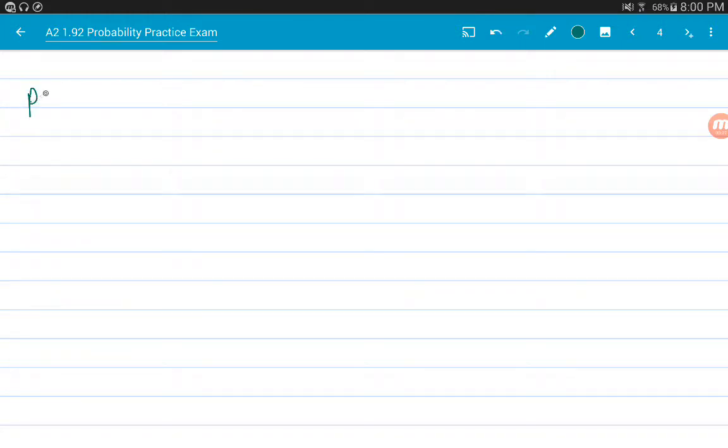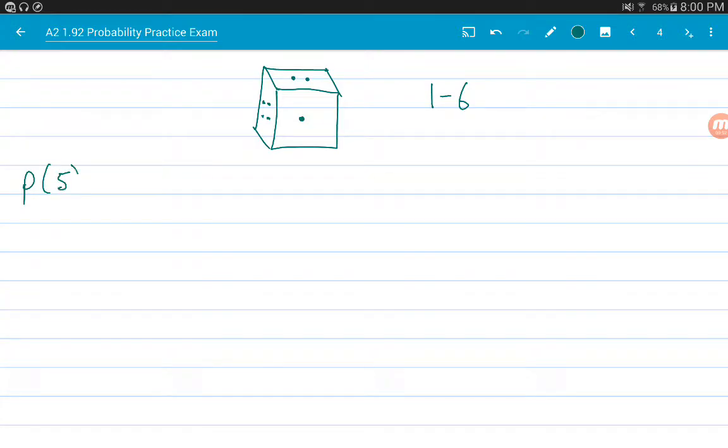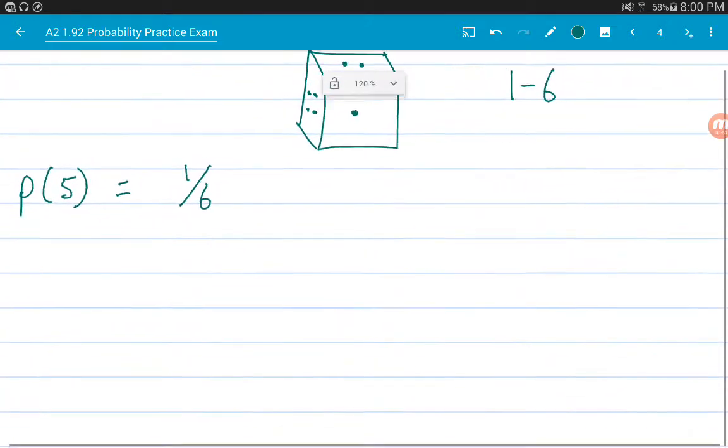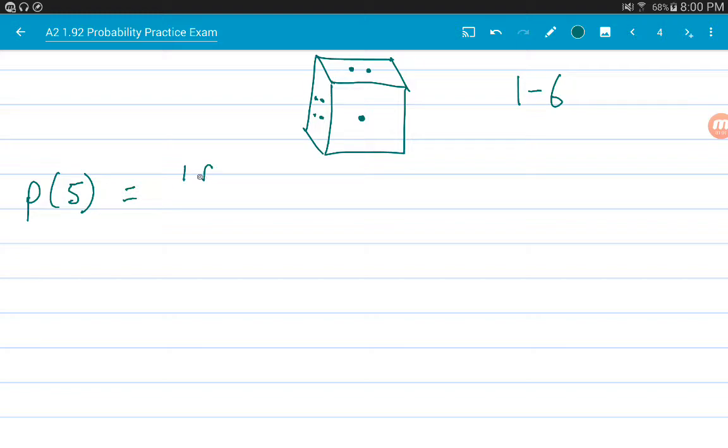If I use this notation, the P of something, right? So let's say that I have a die. A die is, of course, a six-sided cube. And it has different numbers. So like 1 here, 2 here, 4 on this face, right? So if I'm rolling one of these, it's got the numbers 1 through 6 on it. So to just say something like this, the probability of getting a 5, that's P of 5, that is equal to 1 out of 6.